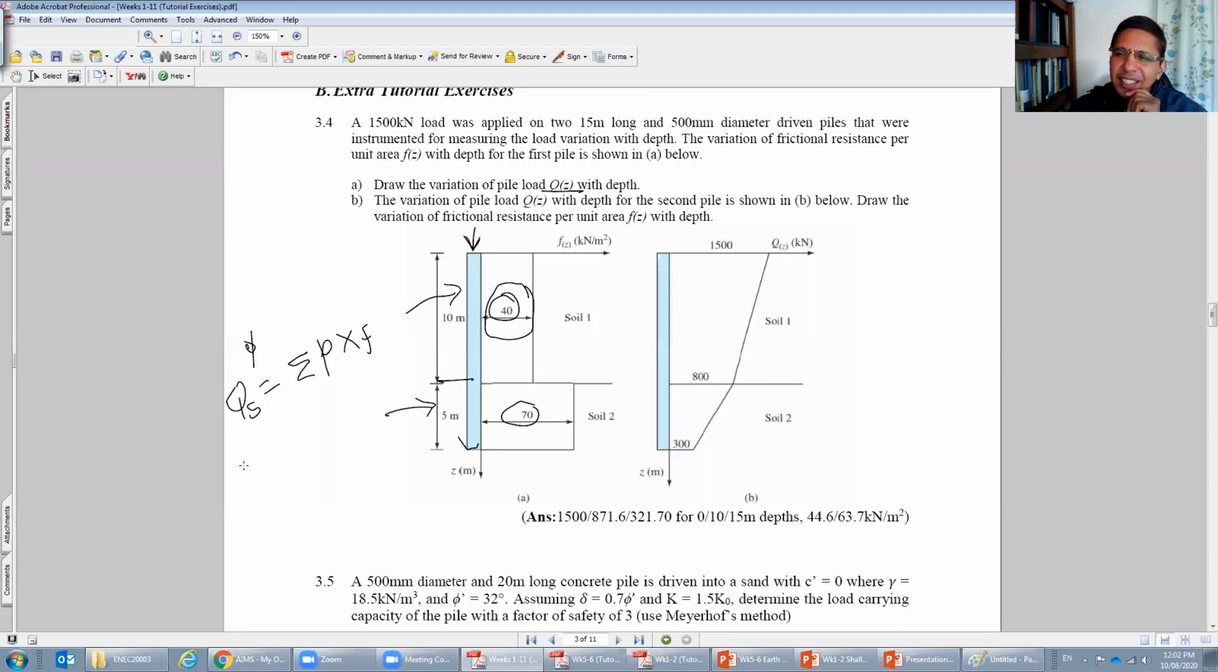Is there anything else I missed? No. Because this is the perimeter of the pile, and that's the friction, right? Friction is different, so we need to use a different friction. So you calculate Q_s for the second layer also. This is one layer, and Q_s is the second layer. Then you sum them together and you can back calculate the pressure distribution, the pile load variations with depth, because there will be a change.